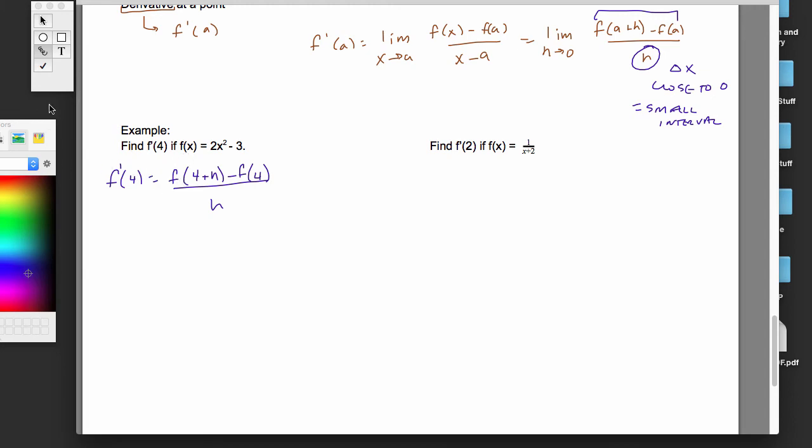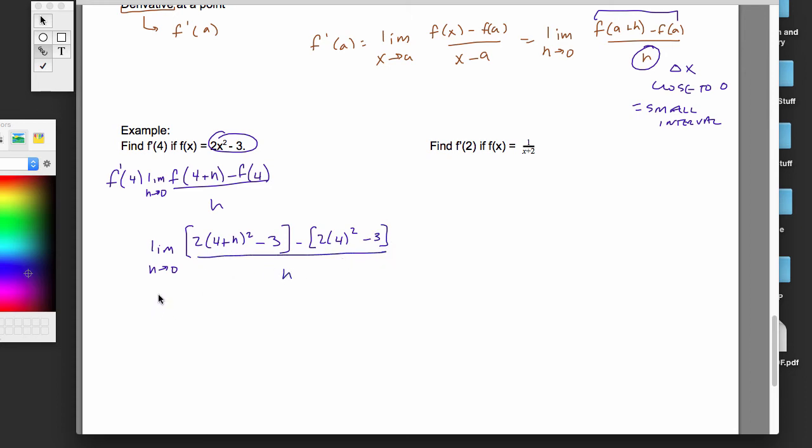Okay, so f prime of 4 is equal to, and we have to have the limit notation in here, the limit as h goes to 0. Well, what's it look like? So we'd have the limit as h goes to 0 of 2 times 4 plus h squared, I'm putting it into this function here, minus 3. And all of that, now I know it looks complicated, stick with me, minus 2 times 4 squared, minus 3. And all that's going to be over h.